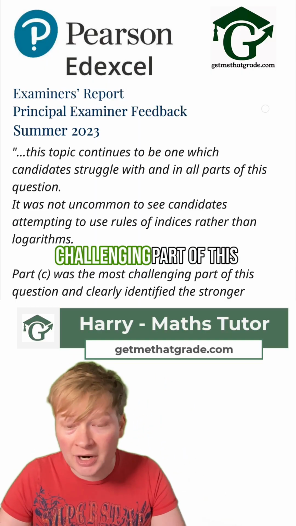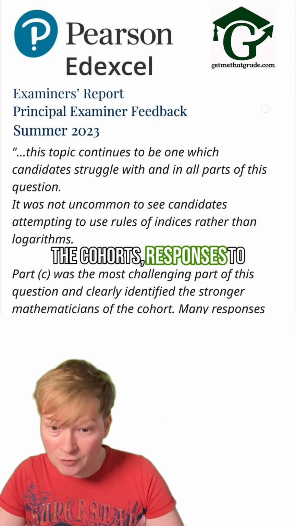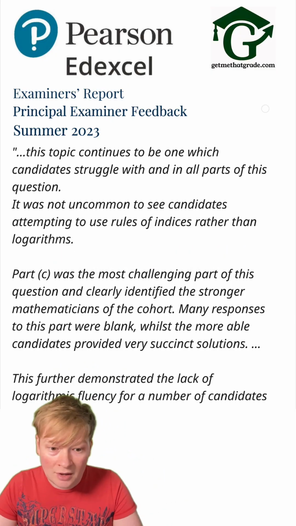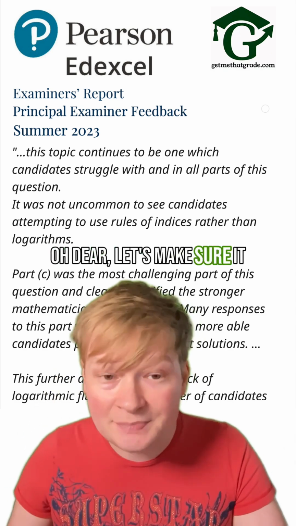Part C was the most challenging part of this question, and clearly identified the stronger mathematicians of the cohort. Many responses to this part were blank, whilst the more able candidates provided very succinct solutions. This further demonstrated the lack of logarithmic fluency for a number of candidates. Oh dear, let's make sure it doesn't happen to you this summer.